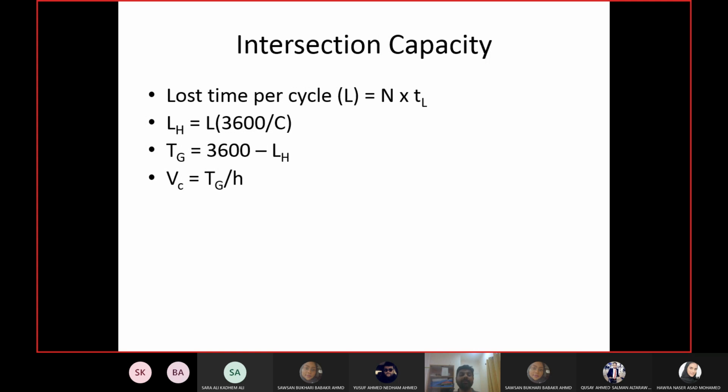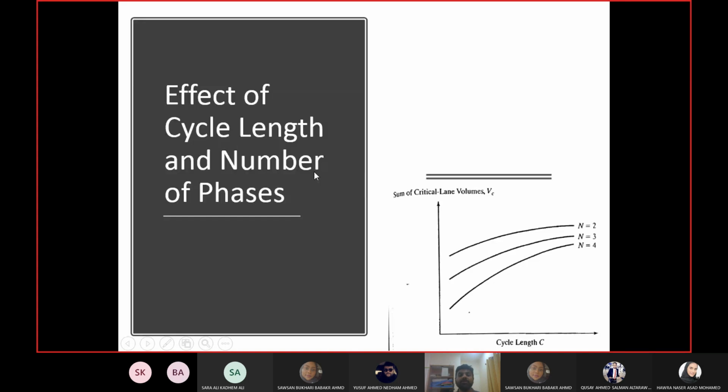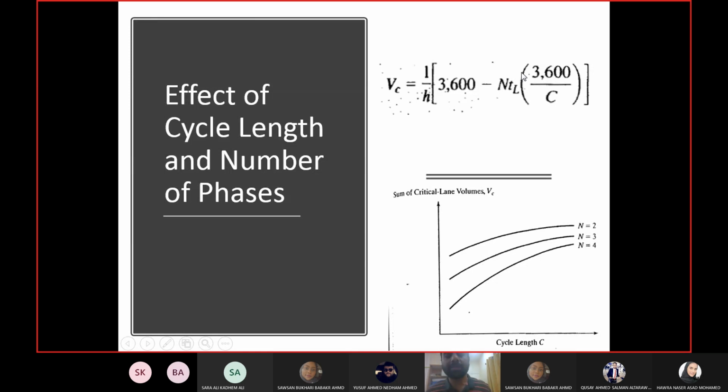Now in this equation, I have the equation for TG, right? TG can be replaced with this value, and then LH can be replaced with this ratio, and then L can be replaced with this factor. After replacing TG, then LH, then L, the final equation is this one. This is the final equation for VC. I took the equation of VC from the last slide, TG upon H, then put the value of TG, LH and L. So this is the final equation.